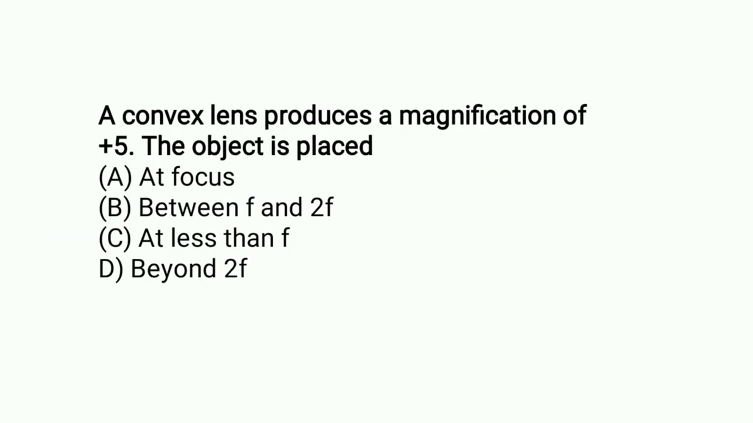Next question: a convex lens produces a magnification of +5. The object is placed where? We know that for a convex lens the magnification is positive when it produces a virtual and erect image, which happens when the object is kept between the optical center and the focus. So in order to get +5 magnification, the object should be kept at less than F. So here option C is the correct answer.